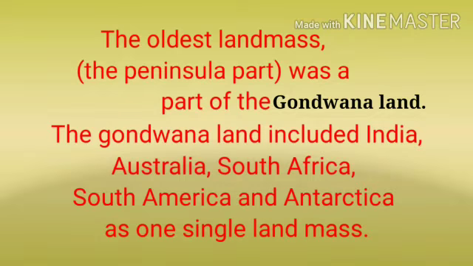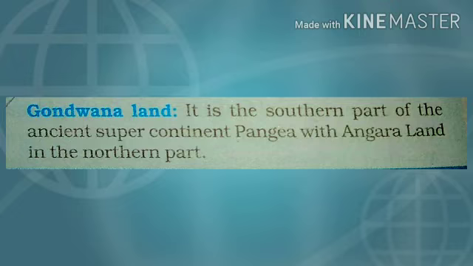The oldest landmass, the peninsular part, was a part of the Gondwana land. The Gondwana land included India, Australia, South Africa, South America, and Antarctica as one single landmass. Gondwana land, what is it? It is the southern part of the ancient supercontinent Pangaea with Angara land in the northern part.